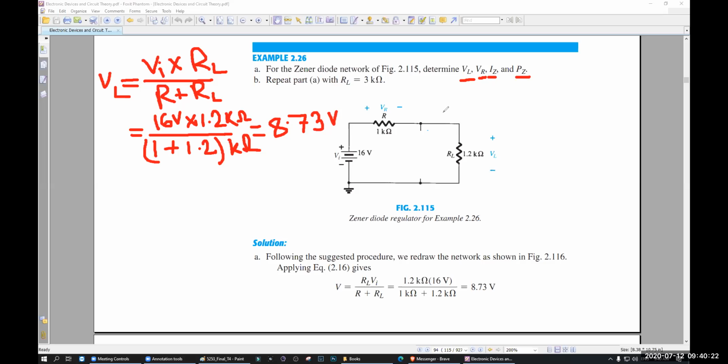Now here, what was our VZ? Our VZ was 10 volt, right? Is it 10 volt or more than 10 volt? No, this is not more than 10 volt. It is smaller than 10 volt. So the Zener diode is not on. If the Zener diode is not on, that means no current. So our IZ is equal to 0 ampere, because the Zener diode is off.